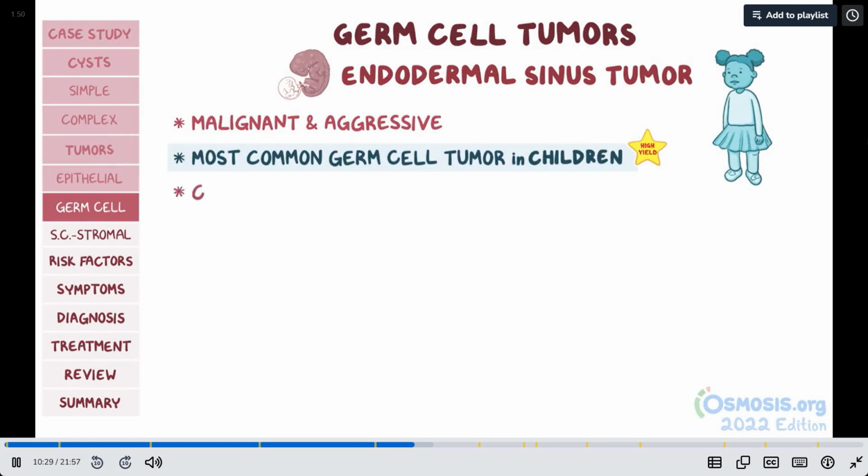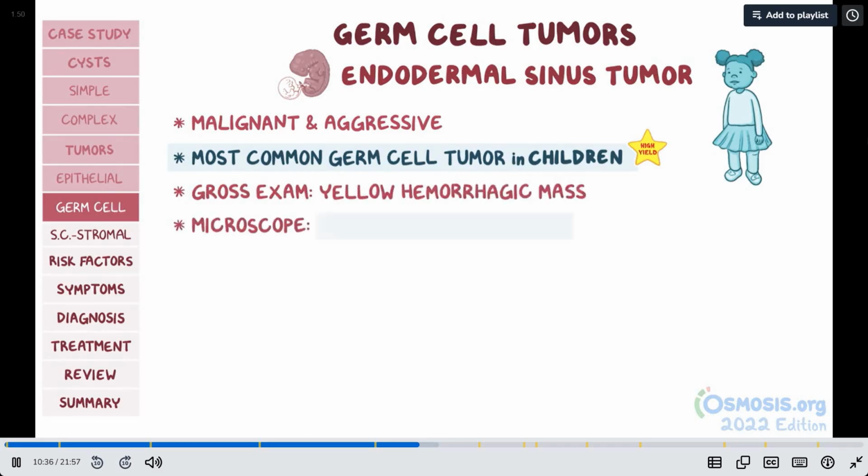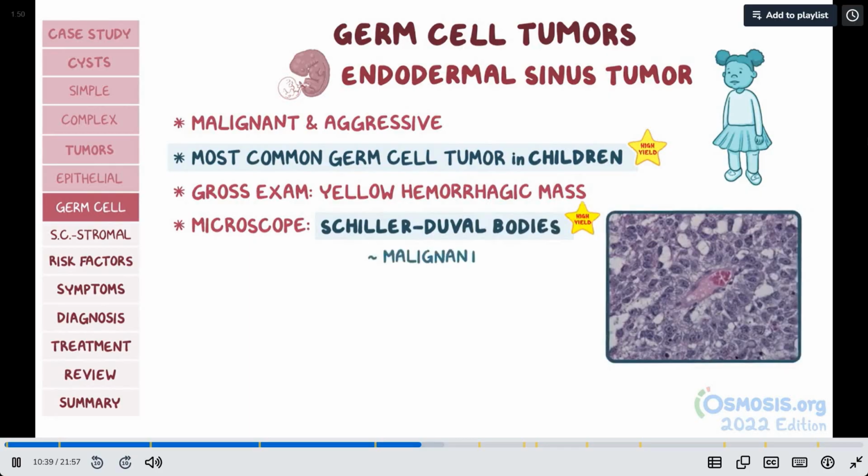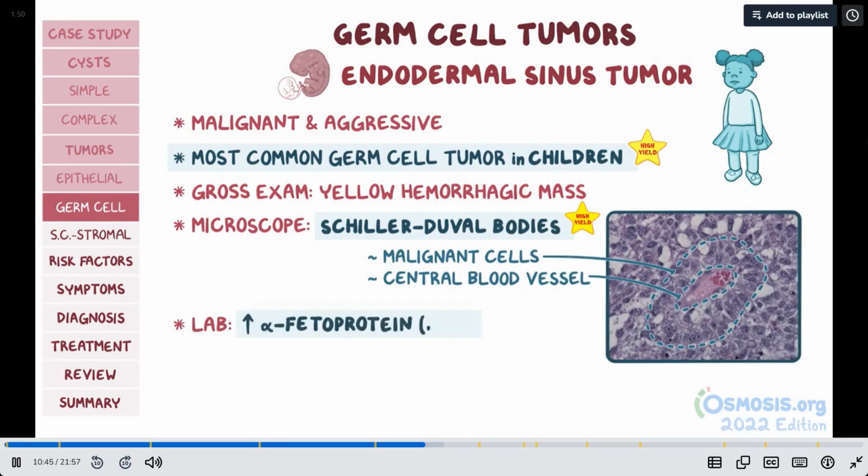Another key thing to keep in mind is that, on gross examination, they typically form a yellow hemorrhagic mass, while under the microscope we can see glomeruloid structures, or Schiller-Duval bodies. These are rings of malignant cells around the central blood vessel. Lab tests classically show elevated alpha-fetoprotein, or AFP levels.